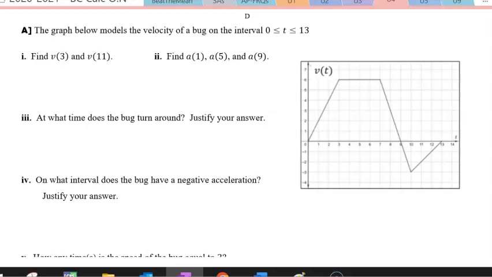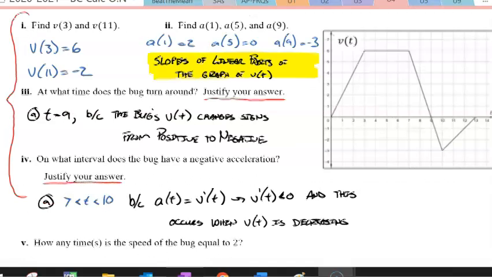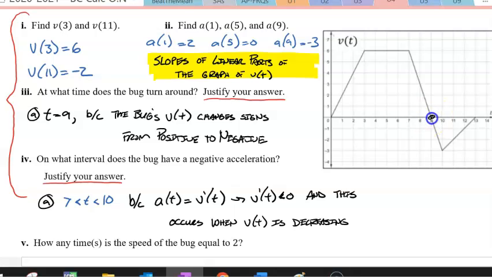See whether or not you can complete problems numbers 1 through 4. And in 4, make sure we're giving a good justification for our answer, as well as in number 3. I'll reveal the answer in 3, 2, 1. How do we do? In part 3, notice we're asking when the bug turns around. We know this is t equal to 9, and our justification is that the velocity changes from positive to negative. Could have also been from negative to positive. That's the way the graph looked.